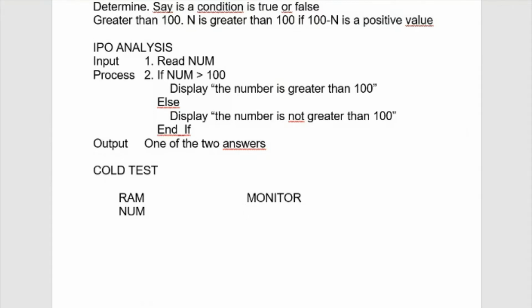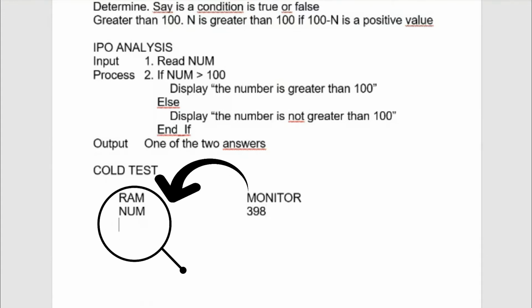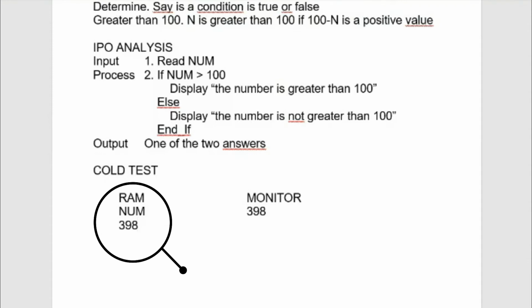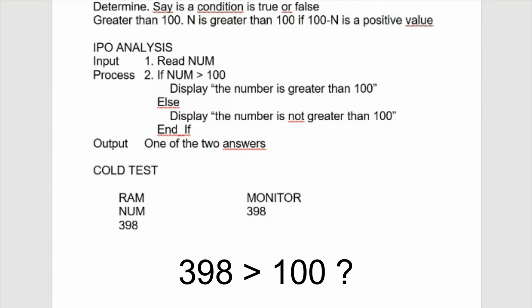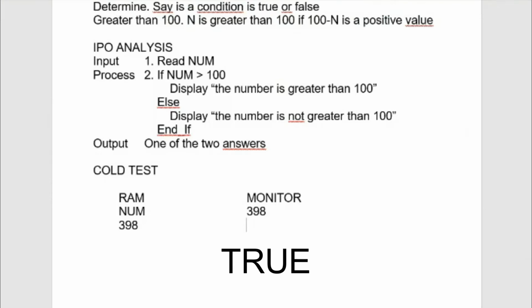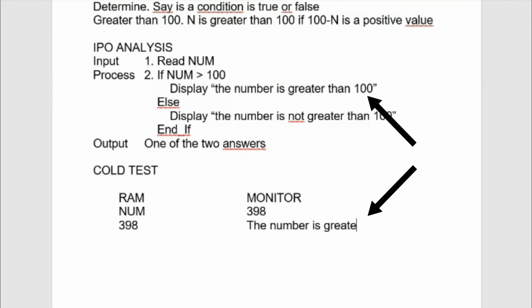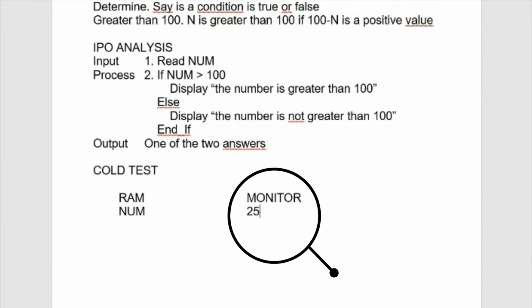Suppose the number is 398. So this number will be stored here. Step number two, if num is greater than 100, num stores 398. So the conditional is 398 is greater than 100. The answer is true. So display the number is greater than 100. What happens if the number is 25?